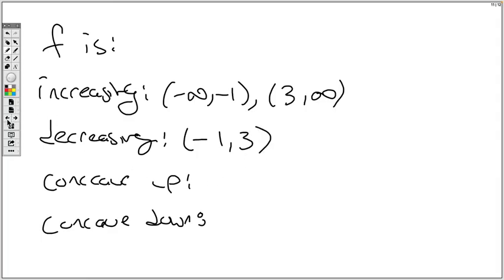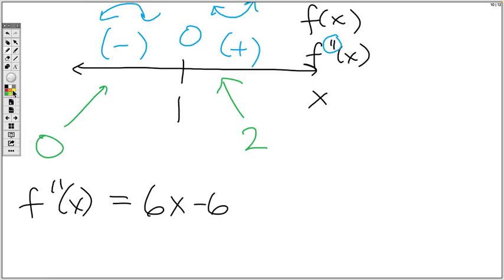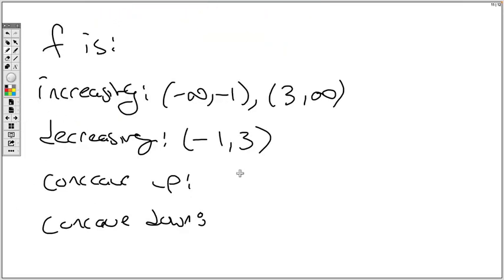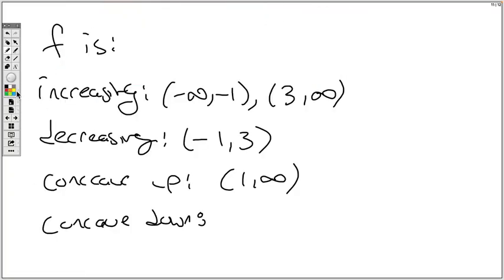Concave up. It's concave up on what interval? Once again, feel free to put in the infinities there to help you. It's concave up from where to where? 1 to infinity. And it's concave down from where to where? -infinity to 1. Okay.